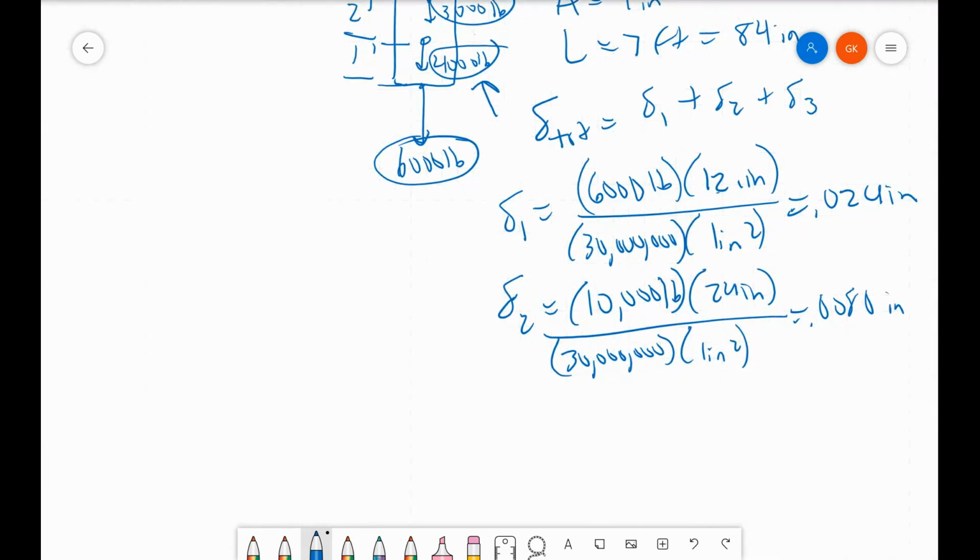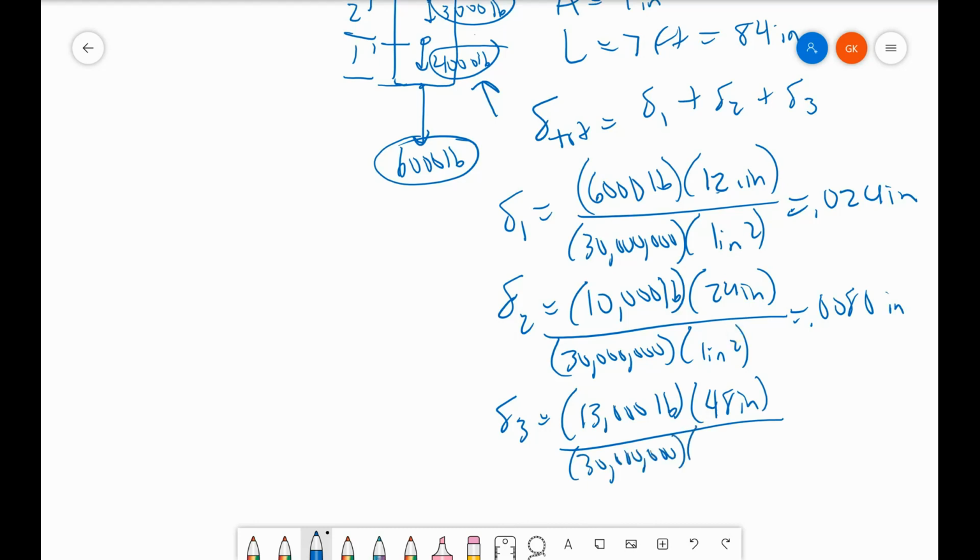And finally, delta 3 will feel all of the weight, because it's got everything underneath it, 13,000 pounds, and it's got a distance of 48 inches, all over the same modulus and the same area. And that comes out to be 0.0208 inches.